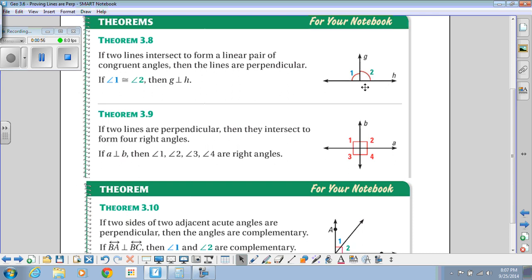And this makes sense because if 1 and 2 add up to be 180 because linear pairs are supplementary, and if those two are congruent to each other, then 1 and 2 both have to be 90 degrees, which is what we mean by perpendicular.